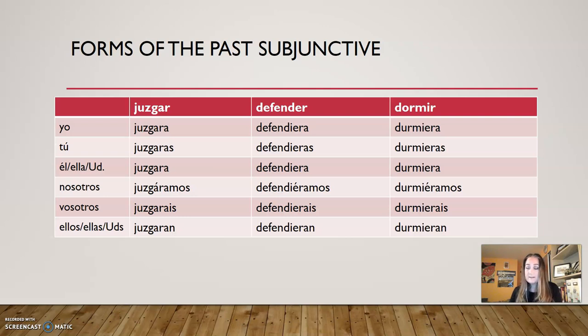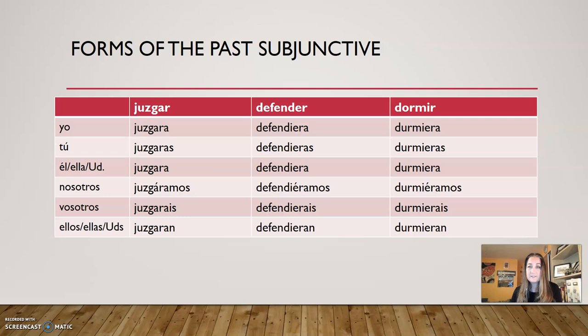AR, ER, IR, regular, stem changing, irregular, all of the verbs. We start with the ellos preterite form, drop the ron, and add these endings, which last year you might recall we referred to as the cheerleader endings, the rah-rah endings. One other thing to point out is that in the nosotros form of the past subjunctive, if we're writing the verb, we would always place an accent mark over the vowel right before the ramos ending.